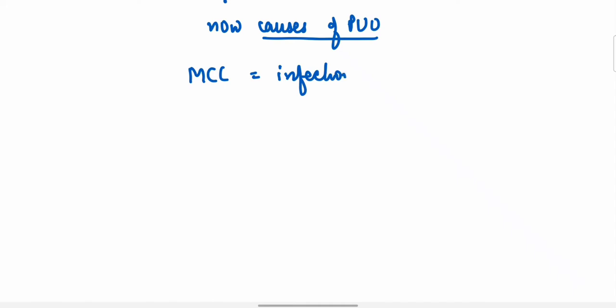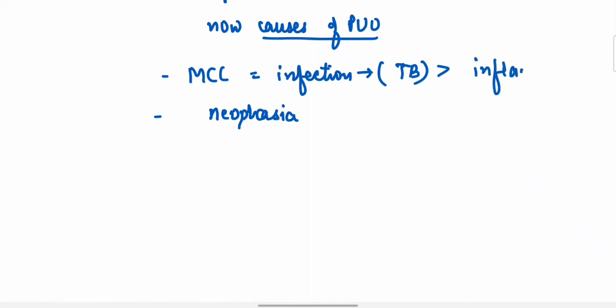Now the causes of pyrexia of unknown origin. Most common cause is infection, and in infection the most common cause is TB. Then the second most common cause is neoplasia. Inflammation more than neoplasia.